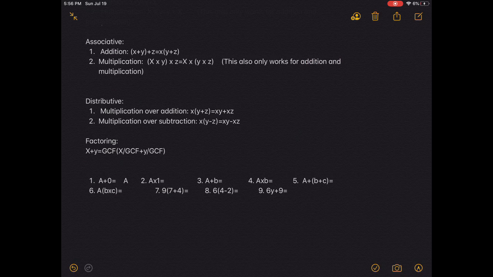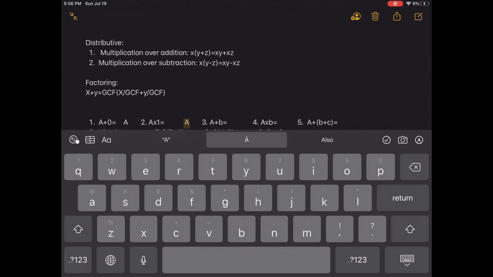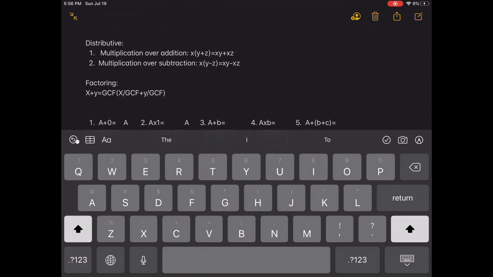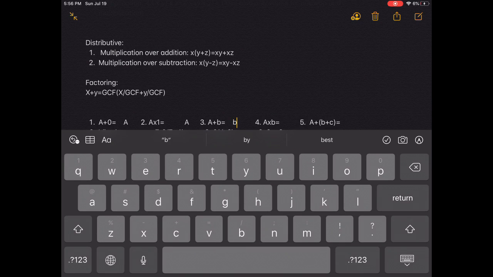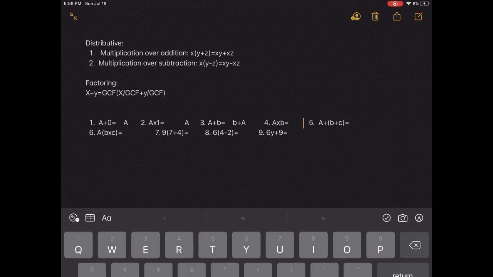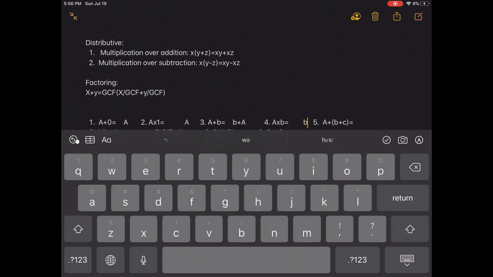Okay, so number 1 equals A because of obviously the identity property. And then number 2 is basically the same thing, still the identity property. So number 3, it's going to be the commutative property, which is basically the turnaround rule. So it's B plus A. And number 4 is going to be the same thing, so it's going to be B times A because it's a multiplication sign now.